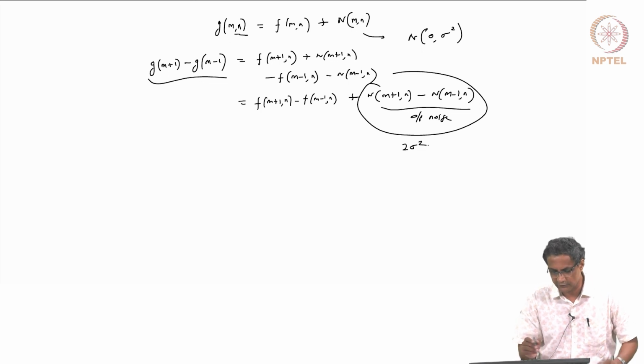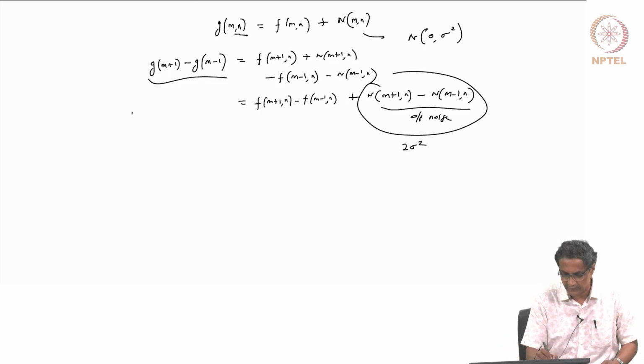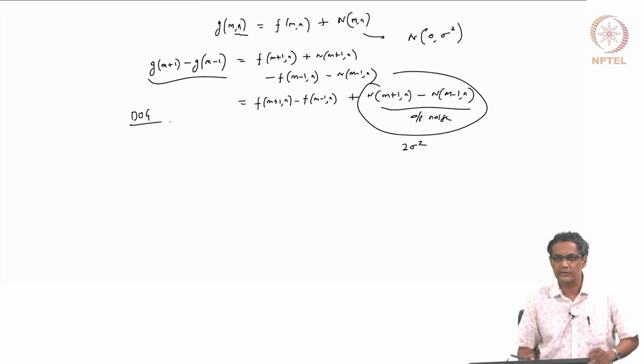So, that is why, when you had a derivative of a Gaussian, the DoG, there was another DoG, what was that?